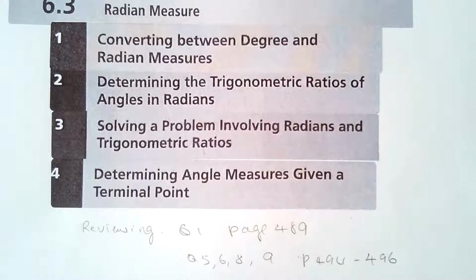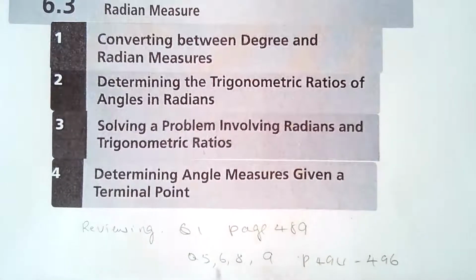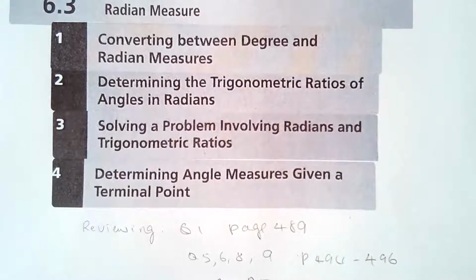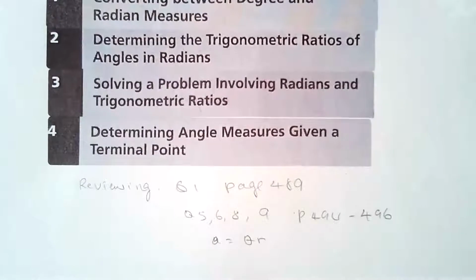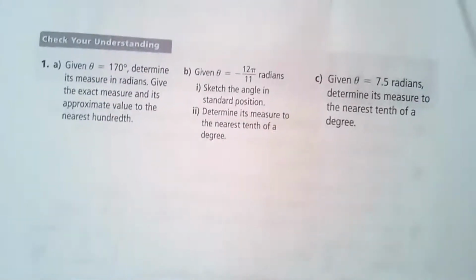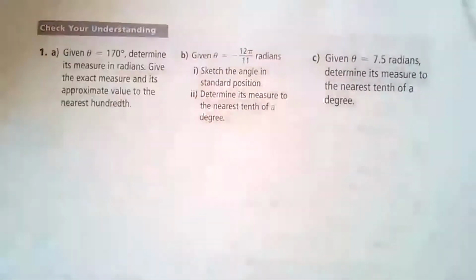So today we'll be focusing on converting degrees and radian measures, degrees to radians, radians to degrees, and also finding the arc length using the formula A is equal to theta R. So that's your whole formula we do. And also we discovered the concept of radians and degrees. So let's start with the first question, which is check your understanding.